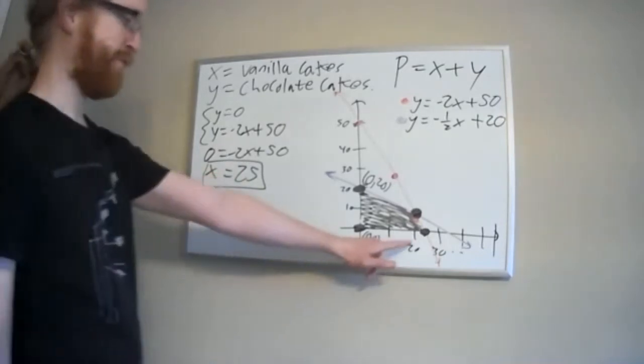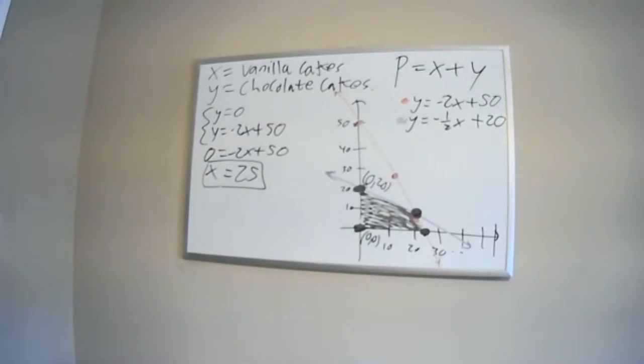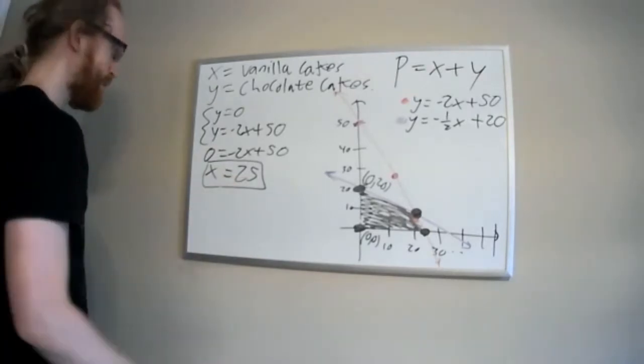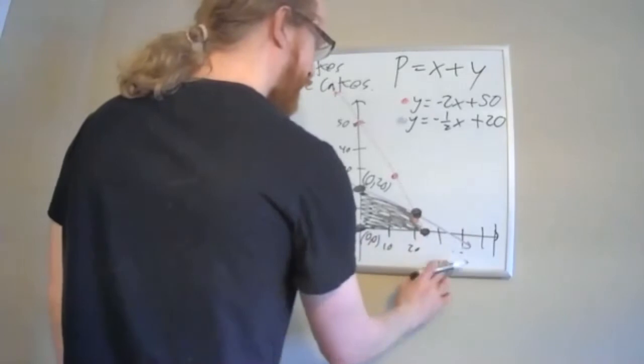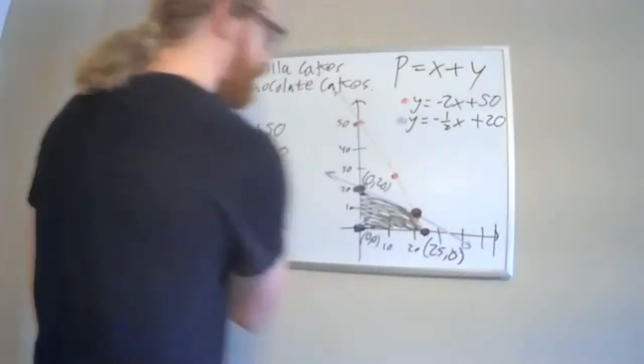But 25 is halfway between 20 and 30. So that sort of makes sense with the picture I drew. So maybe this time I actually drew it kind of well. But anyway, it's always good to check to make sure if we're not 100% confident, which I never am. So this point had coordinates 25 and 0.